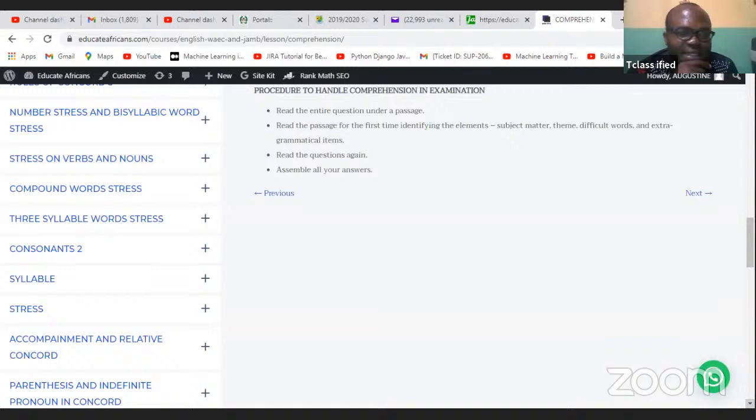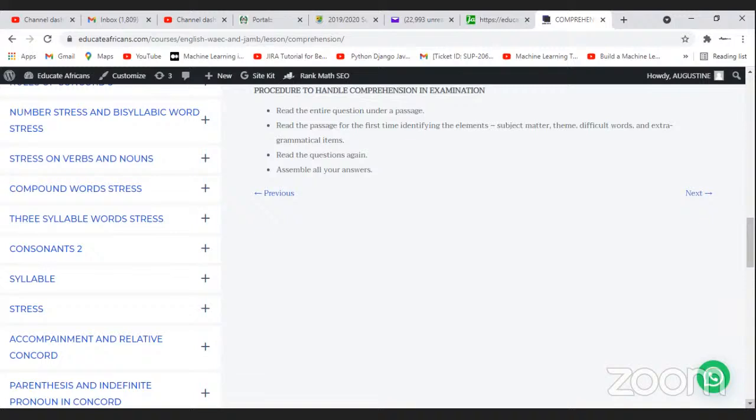So I'm going to give us an assignment now. Everybody should go to JAMB 2018. I believe everybody has the Q&A. All of you have your Q&A. So what you're going to do, go to JAMB 2018, read the first passage there. After reading the first passage, identify for me the subject matter, the theme, the difficult words, and the extra grammatical items. Then answer the following questions. Oluwaseyi, are you clear on the assignment?